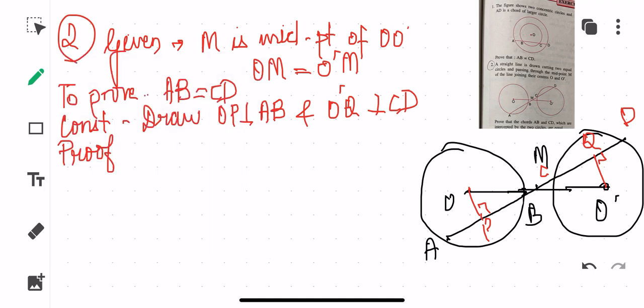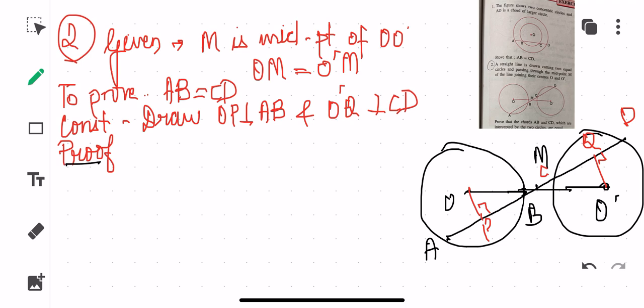So what is there in proof, children? See, you will be taking two triangles. Which two triangles, children? We will be taking OMP and O dash MQ. If you are able to prove these two triangles congruent, then we can get OM equal to O dash M, and then you will be getting that OP is equal to O dash Q. So if OP is equal to O dash Q, then you can easily write that equal chords are equidistant from the center, and then using that fact you can write that both the chords are equal.